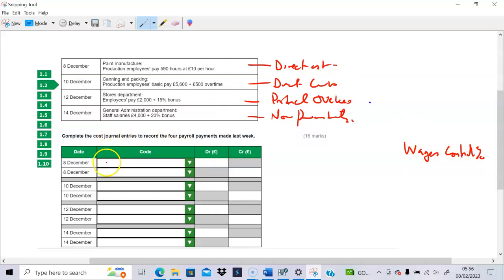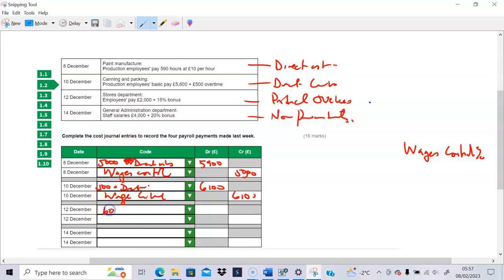So in effect, we are debiting, the code is 5,000. I've had a look. We're debiting 5,000 direct costs or whatever it is it's saying over there by the amount. So 590 by 10, that's 5,900. And we are crediting the wages control account with 5,900, right? And then we do the same thing here, 5,600 plus the overtime. That's the 5,000 code as well, because that's the direct cost. And that's 6,100. And we are crediting the wages control again, 6,100.